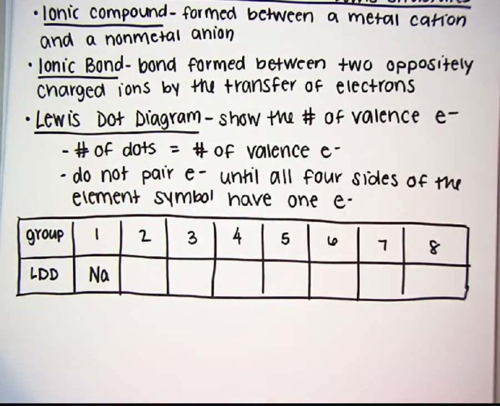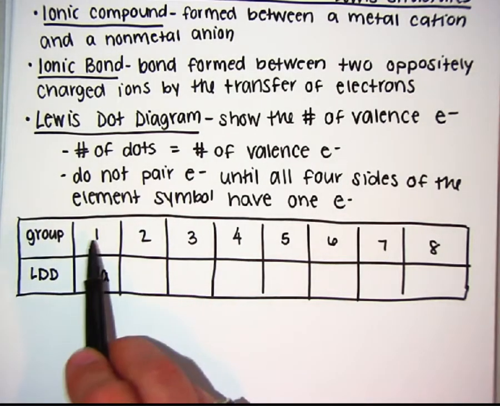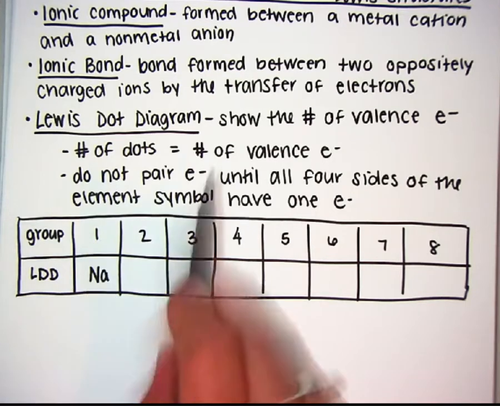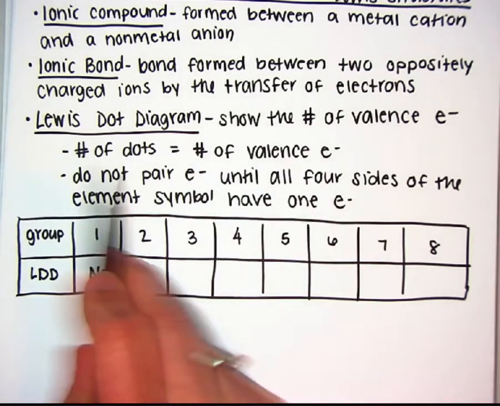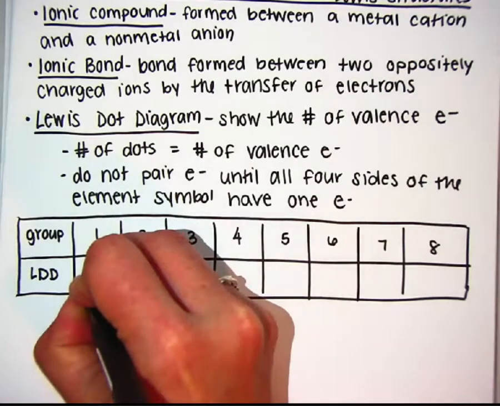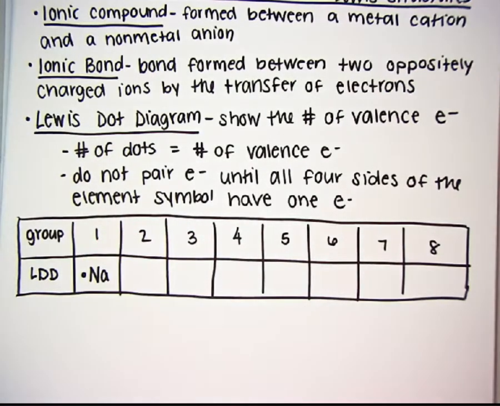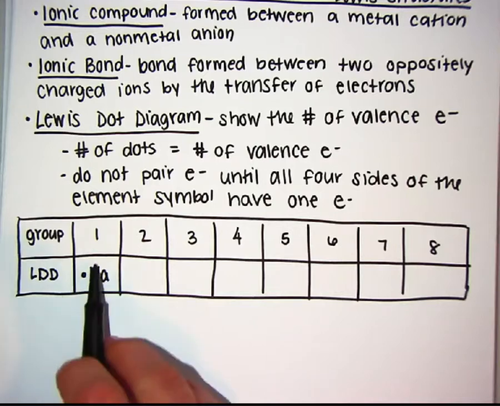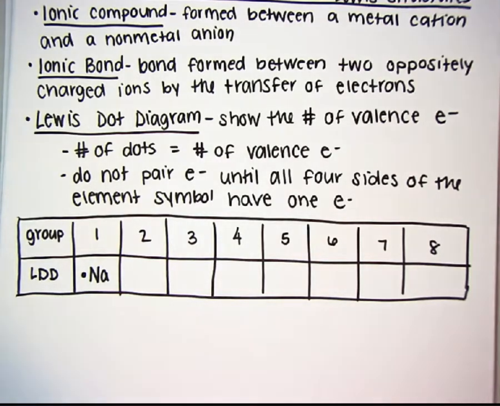Sodium is in group 1. Remember last lecture we said that the number of valence electrons is equal to the group number. Sodium is in group 1. It has 1 valence electron. That means it gets 1 dot. All we have to do is draw 1 dot. It does not matter which of the 4 sides you put it on as long as you only have 1.